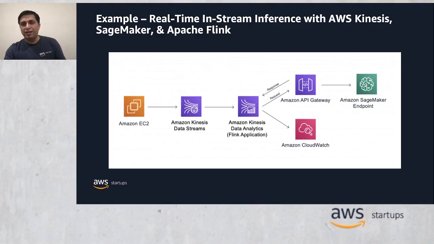Kinesis data analytics manages the required infrastructure for Flink and scales the application in response to changing traffic patterns and automatically recovers from underlying failures. This is a perfect setup for real-time in-stream inference using SageMaker.